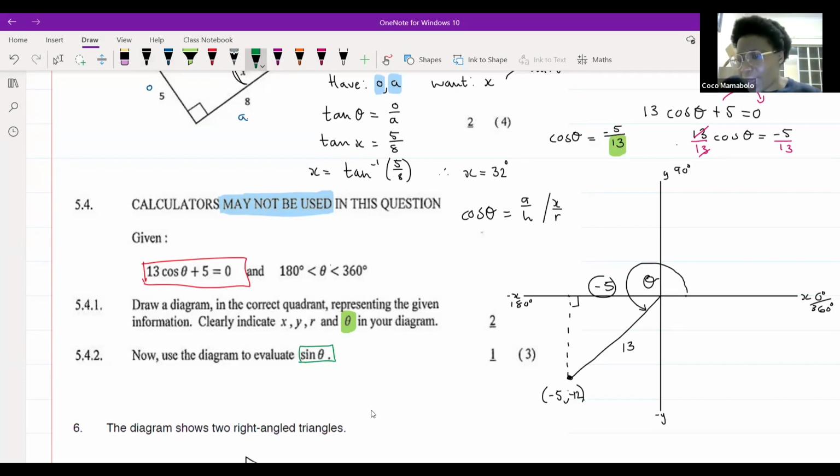All right, now the question says, now use the diagram to evaluate sine of theta. Do they want the angle theta in this question? In the next question, do they want the angle theta? No. What do they want?